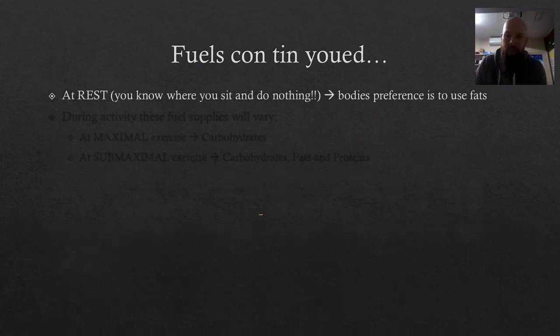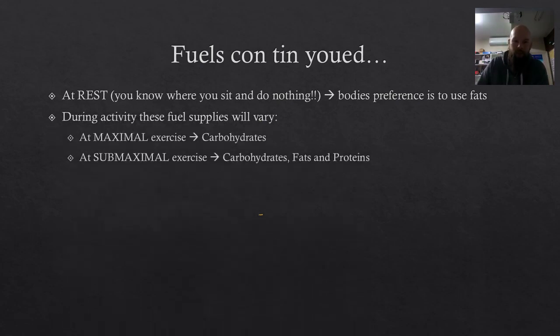So fuels continued. At rest, even at rest, you're using energy. The body prefers to use fats. But like I said earlier, depending on the activity, it's going to change. At maximal exercise, because it uses less energy to break down carbohydrates, and they also break down quicker, the body prefers to use carbohydrates. At submaximal exercise, so we're not talking flat out.